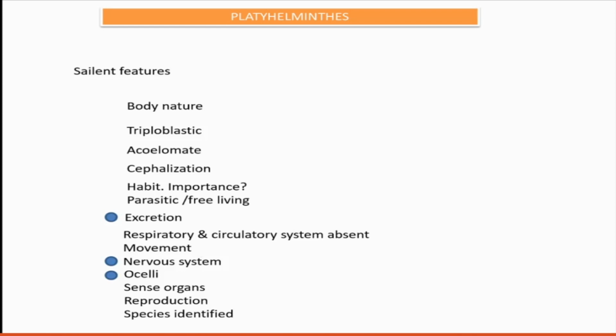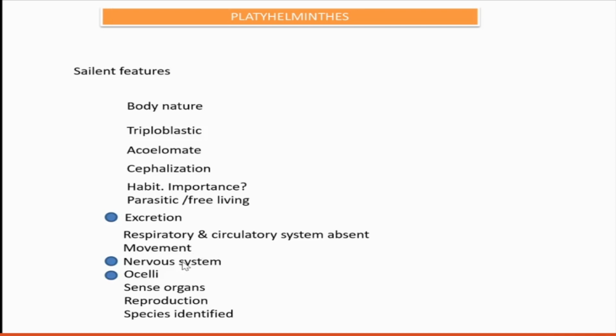Movement occurs with the help of muscles. So many muscles are present. By the contraction of those muscles, the body moves. Several layers of muscles are present in its body wall: a longitudinal layer of muscles, a circular layer of muscles, and oblique muscles. Oblique means slanting. Because of their contraction, that organism moves. In some organisms that come under this phylum, they move by the beating of cilia. So that's about its movement.